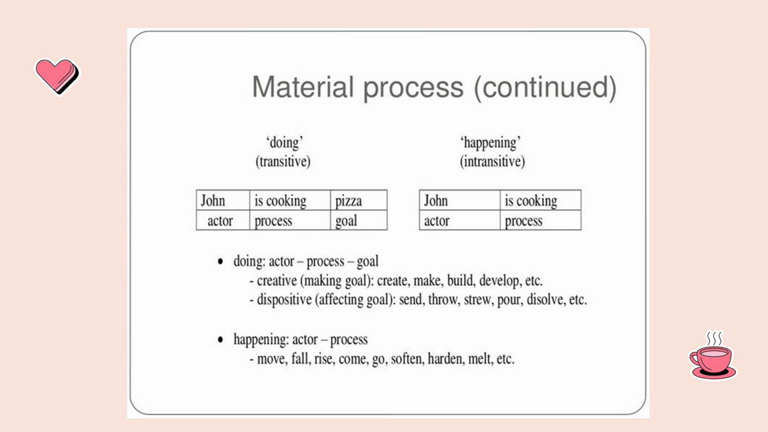The other material processes in doing are creative or making goal, like create, make, build, develop, and etc. And then dispositive or affecting goal, like send, throw, pour, dissolve, and etc. And in happening, there are words like move, fall, rise, come, go, soften, harden, melt, and etc.